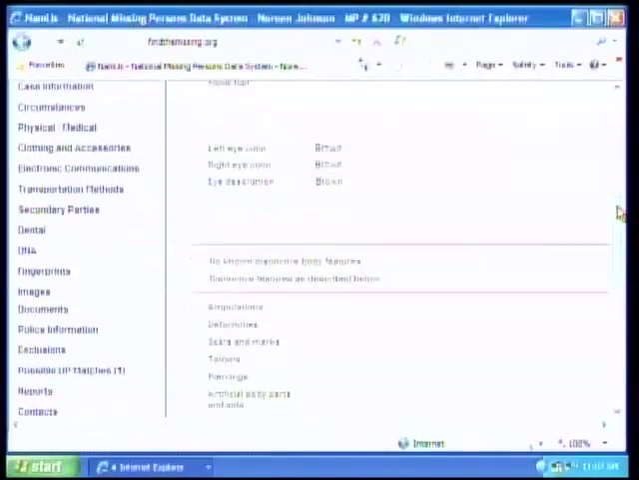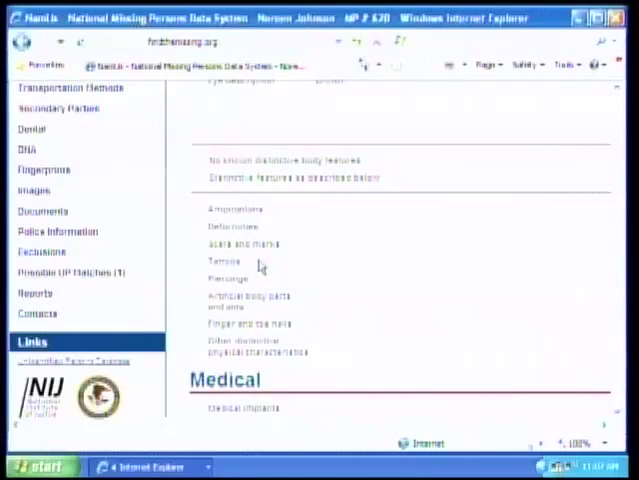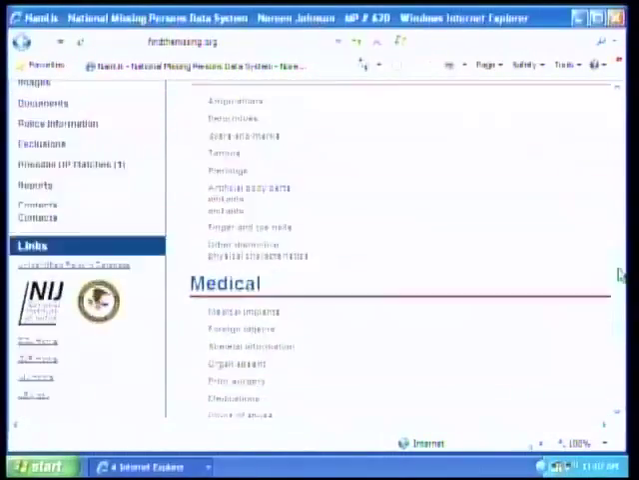listed. And under tattoos, unfortunately, there's no information at all. Doesn't mean she doesn't have these tattoos, it just means that they weren't listed in her missing persons report.